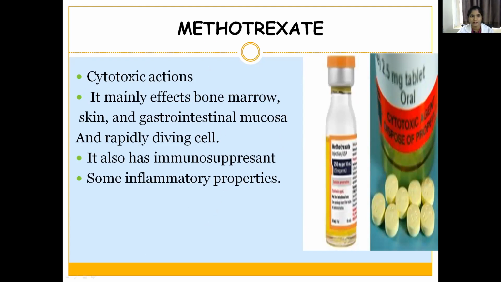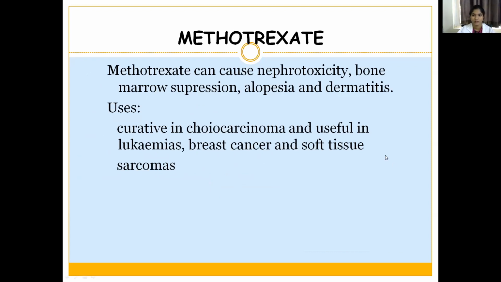So it is a cytotoxic drug. It mainly affects bone marrow, skin, gastrointestinal mucosa and rapidly dividing cells. It is also used as an immunosuppressant and has some anti-inflammatory properties, so it reduces inflammation also. So what are the adverse effects? Here you can see it causes nephrotoxicity, bone marrow suppression, and alopecia, dermatitis. These are the adverse effects of methotrexate.